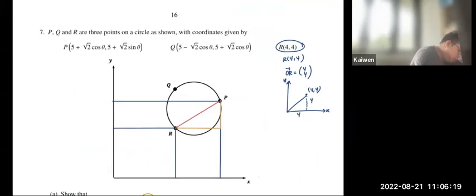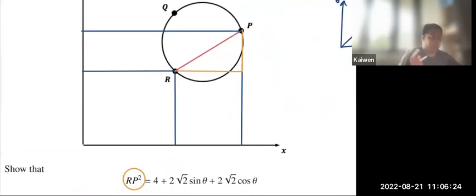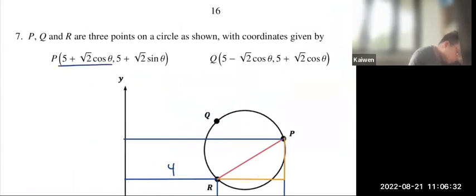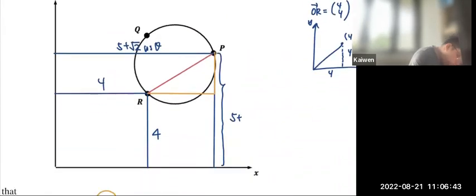So I'm going to label where all of these lines are to help you see where this right-angled triangle is. This is 4, this is 4. We know that P, the x-coordinate, means that this length down here is 5 plus root 2 cosine theta. And this length down here is 5 plus root 2 sine theta.